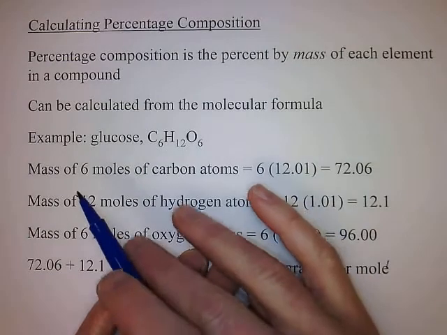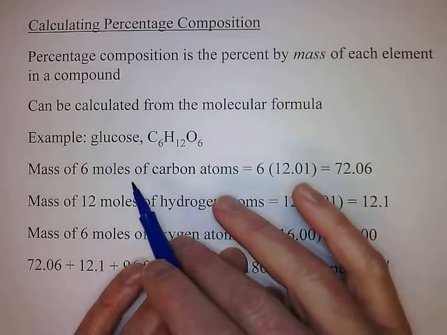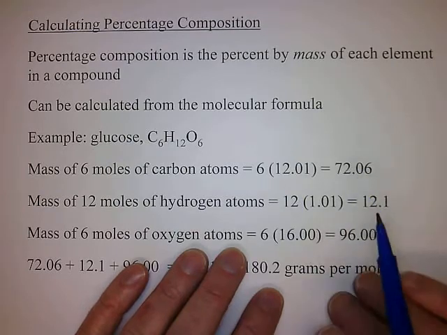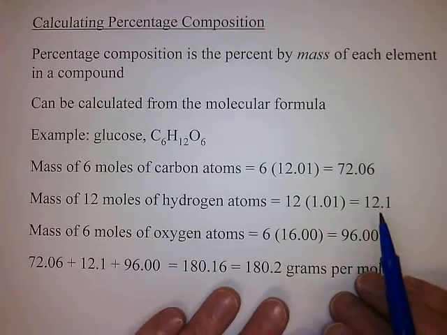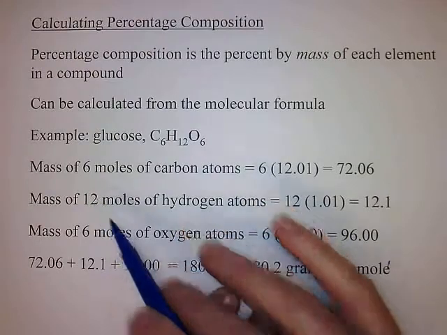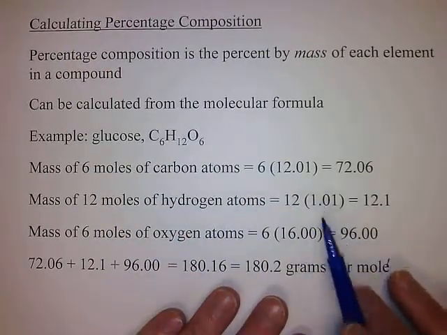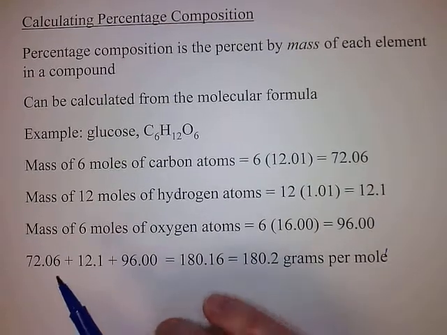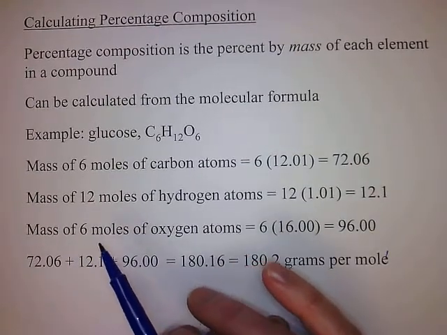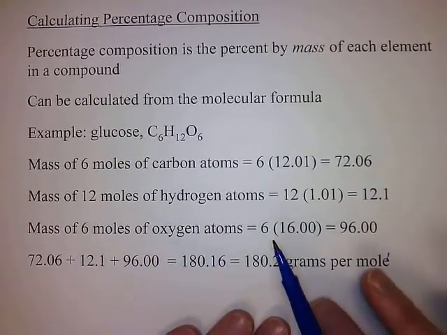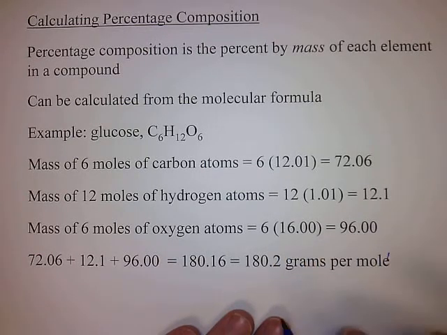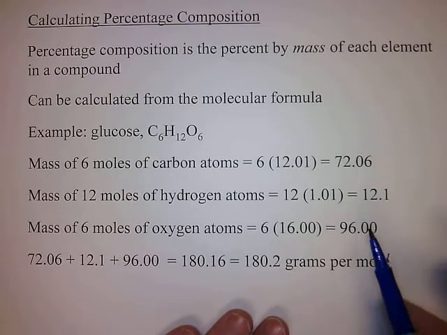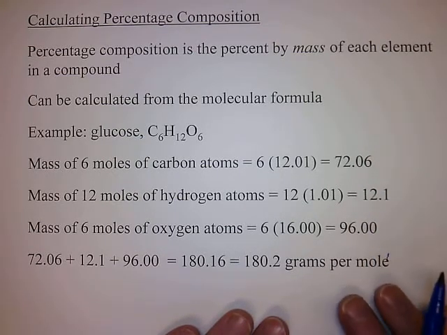So what is the mass of 6 moles of carbon atoms? 6 times 12.01, 72.06. What's the mass of 12 hydrogen atoms? 12 times 1.01 is 12.1. And last, what is the mass of 6 moles of oxygen atoms? That's 6 times 16, that's 96, right? So we add all that up, and that comes out to be 180.2 grams per mole.